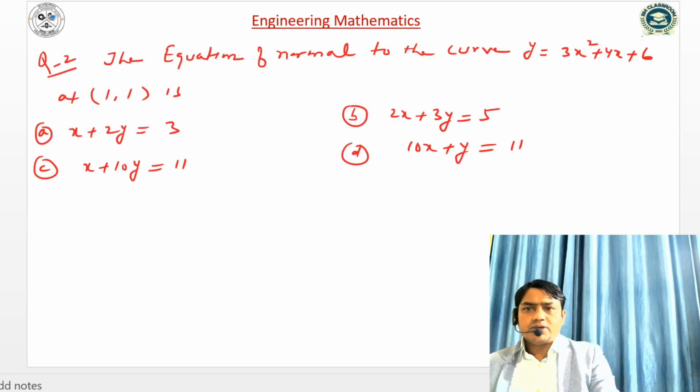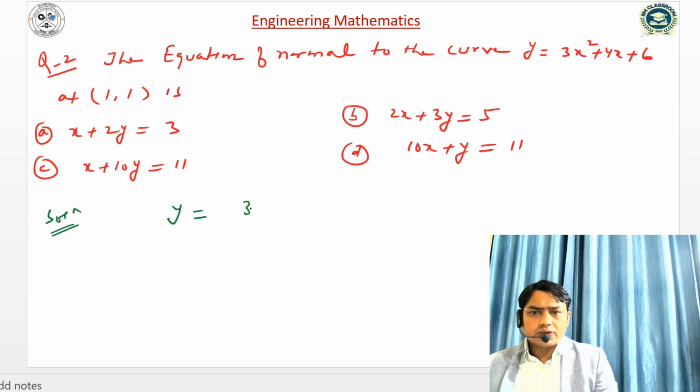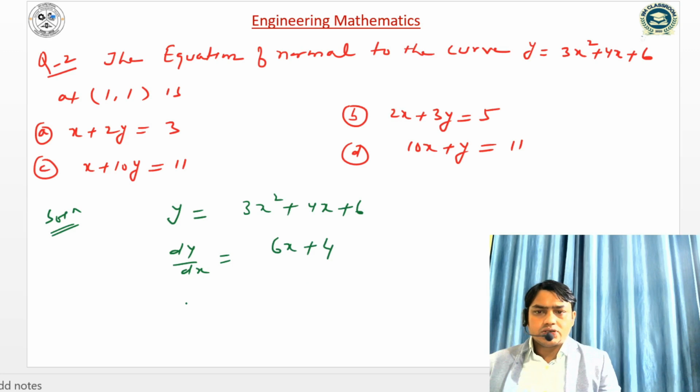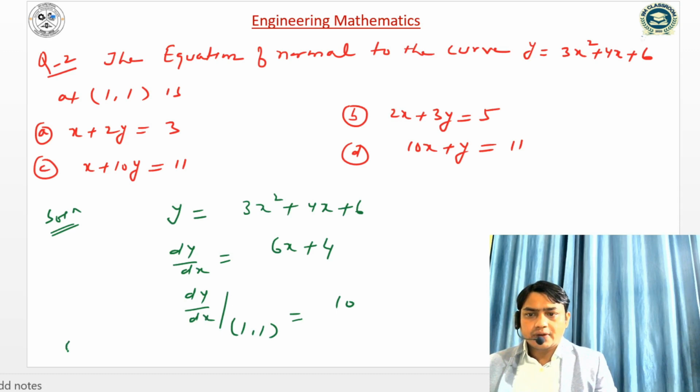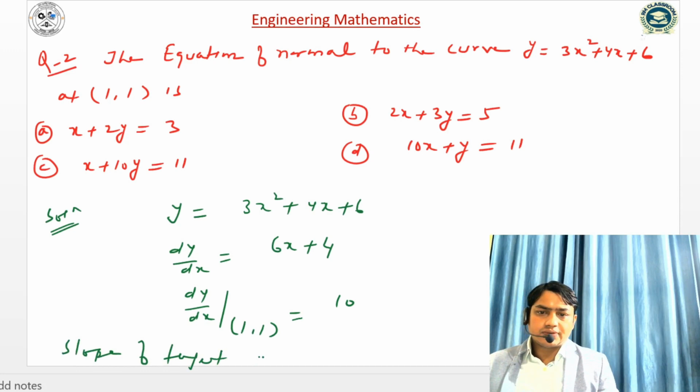Similarly, the second question, that is the equation of normal to the curve y is equal to 3x square plus 4x plus 6 at (1, 1) is. So the equation is given, y is equal to 3x square plus 4x plus 6. So dy by dx, if I compute, it will be 6x plus 4. So dy by dx at point (1, 1) is equal to 10. So the slope of tangent is equal to 10.